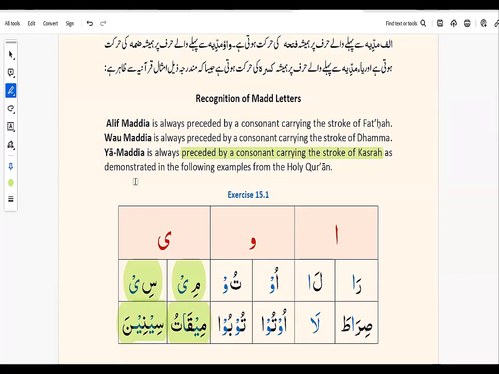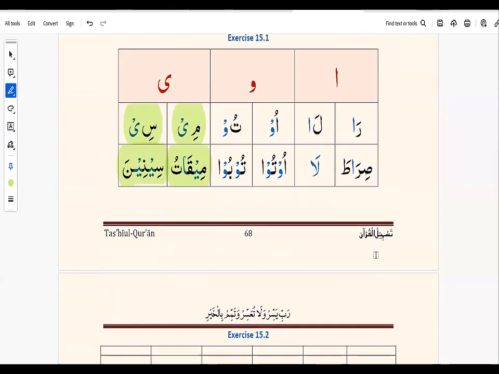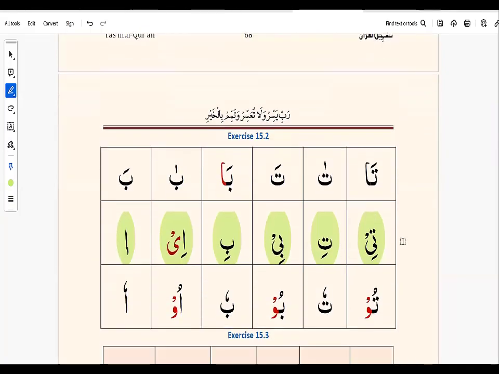By this, we can demonstrate the following examples that we can find in the Holy Quran. So when this happens, we can see there is meem, which is the consonant, which has the stroke of kasra, and there's ya madiyya. When this happens, we know that this is ya madiyya. So I hope you understood the rule of ya madiyya. I'll go back.